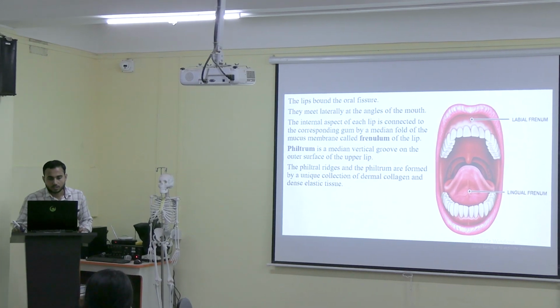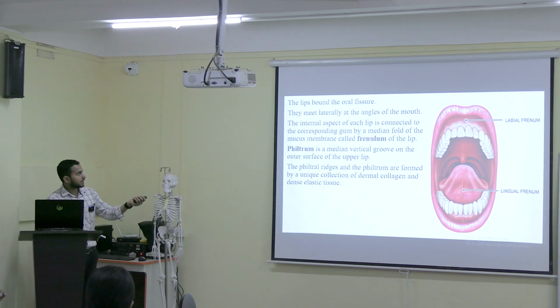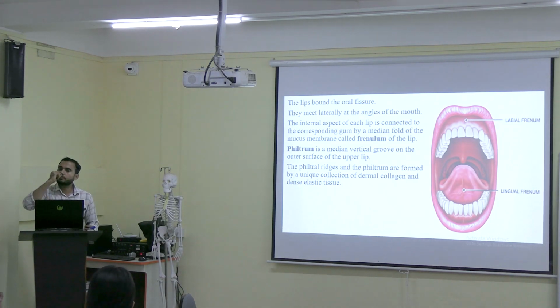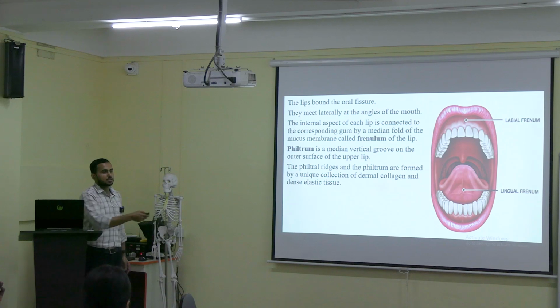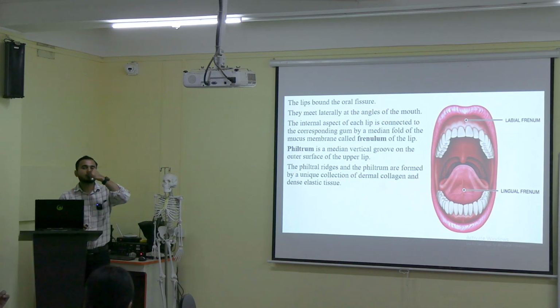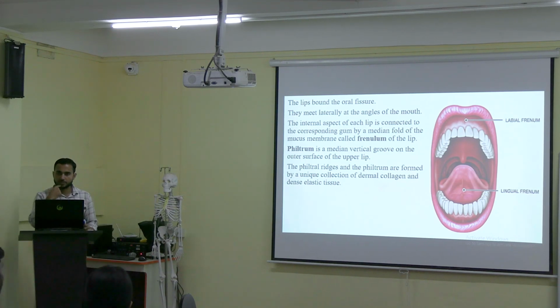Angle of the mouth. Now if you see the internal aspect of each lip, it is connected to the corresponding gum or gingiva by a median fold, called the frenulum of the lip, which is nothing but a mucous membrane. So if you lift the upper lip like this or the lower lip like this, you can see it is connected to the gingiva or gum by a mucous membrane. This is called the frenulum of the lip. Understood? See, this is the frenulum. You can also check in front of the mirror. If you do like this, you can see the frenulum of the lip. It is present in both lips, upper lip as well as lower lip.